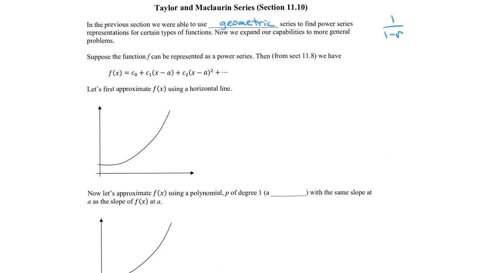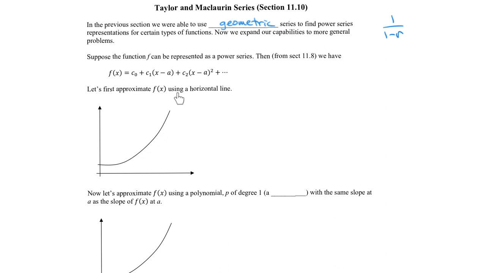So suppose a function f can be represented as a power series. Then from section 11.8 we have this: f of x is equal to this, where this is our power series, which keeps on going forever, of course. So let's say we're going to work with this function right here. This is the function y equals f of x.